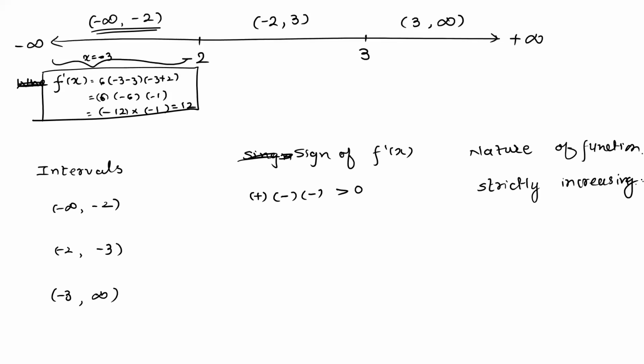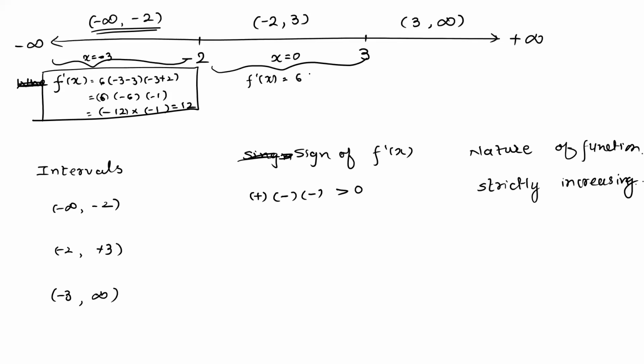Second part, which is minus 3 to plus 3. Now in this region, what do I do? I'll take a value from minus 3 to plus 3. Easiest value we can take, which is 0. Any value you can consider. We choose the easy one.